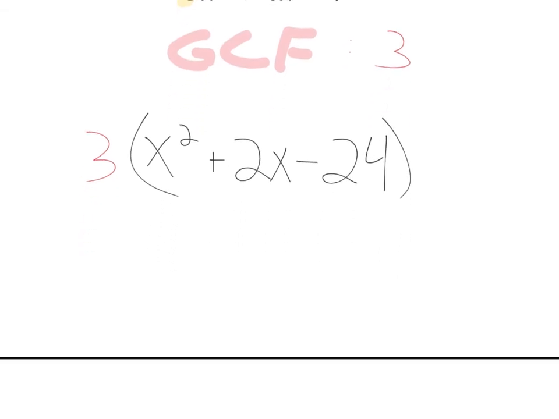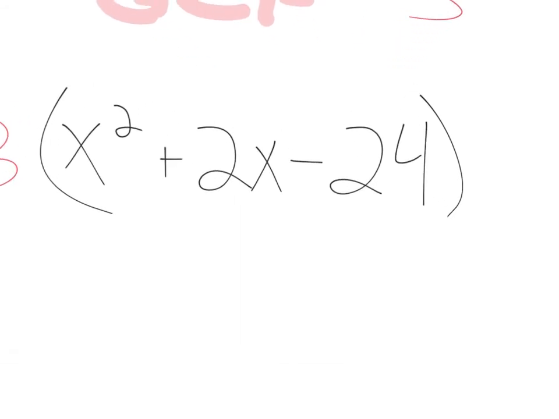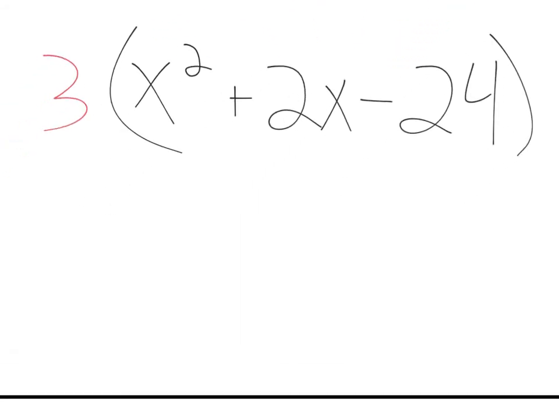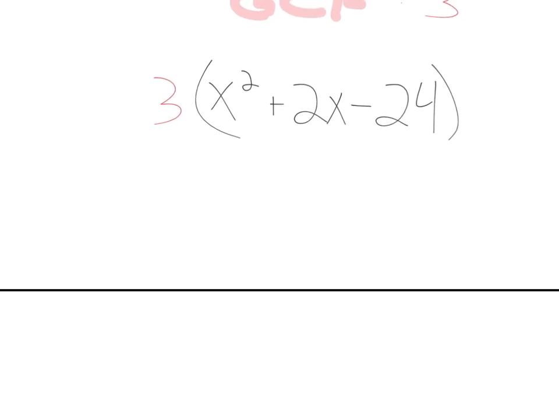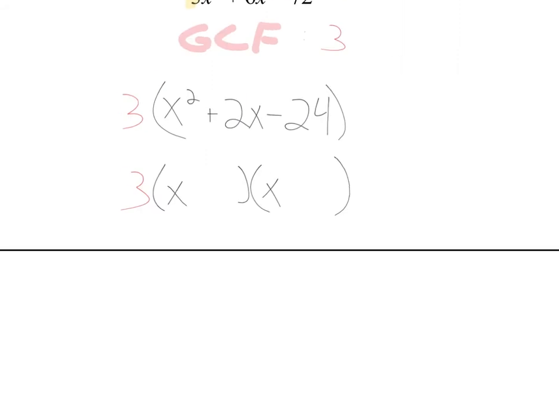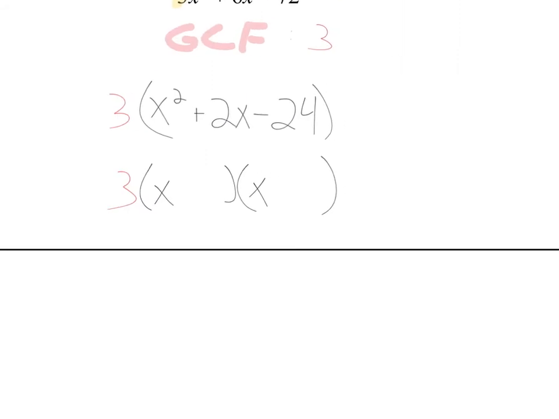So now what we're going to do is factor out the stuff that we have here in black text. Well, I know that's going to start off with an x in each term. The 3 is just going to come along for the ride. And I need factors of 24 that would combine to be 2. Now, since it's a negative 24, one of my factors has to be positive, one has to be negative. The only way to get a negative product is a positive times a negative or negative times a positive.